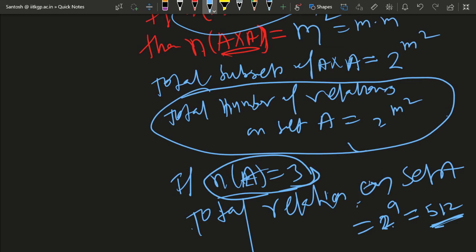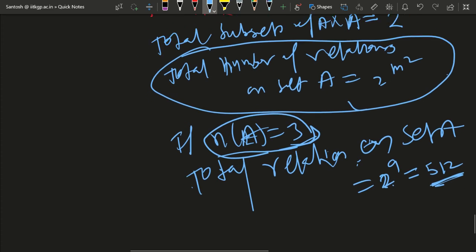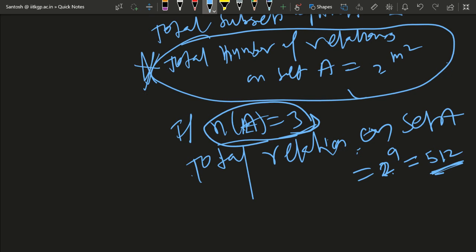You may write them all if you want, because A has 3 elements, so A cross A will have 9 elements, and if you write all subsets of A cross A, those subsets are relations. So you will get the relations. Okay, so this is again one important formula. A question may be asked on that. This question is inside your notes also, if they provide it.